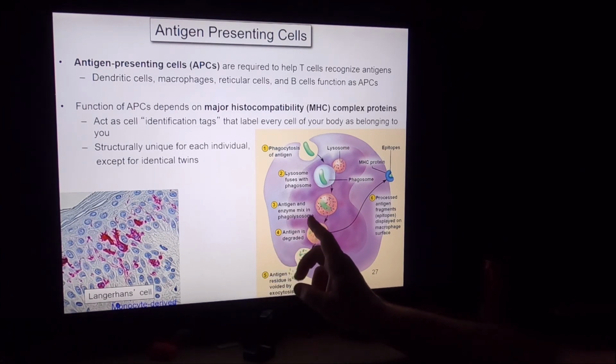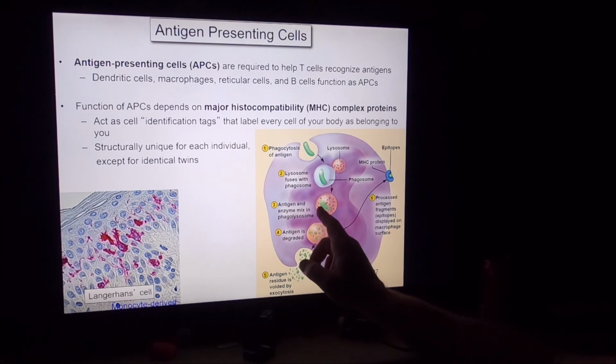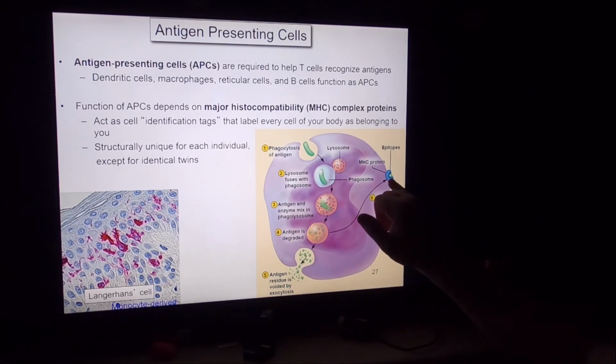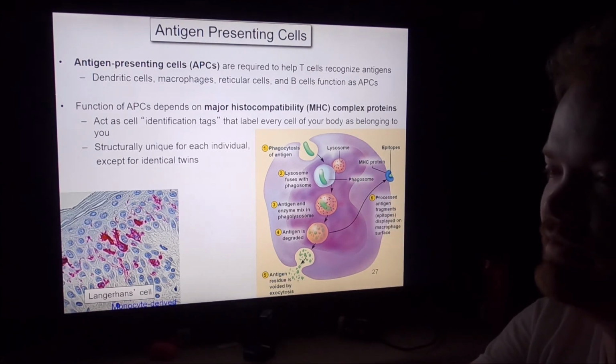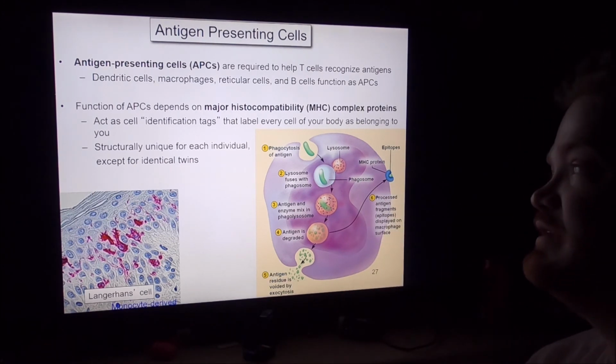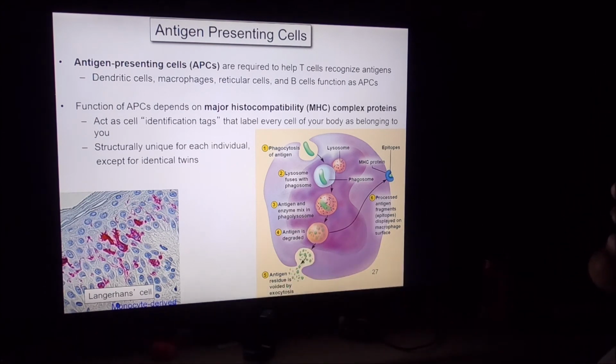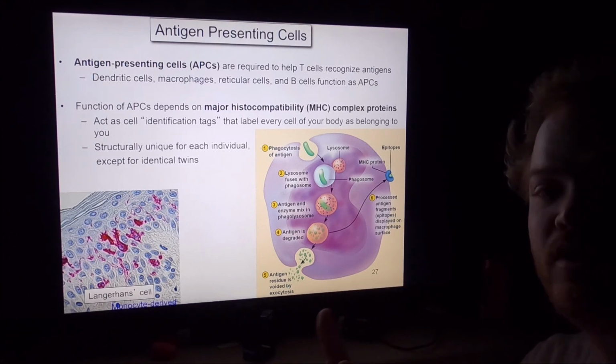But the specific antigens from that bacterium will then be brought to the surface and held there so that they can be presented to B cells, presented to T cells. They can be presented to parts of your adaptive immunity. And it's in essence like saying, hey, this is what we're looking for.